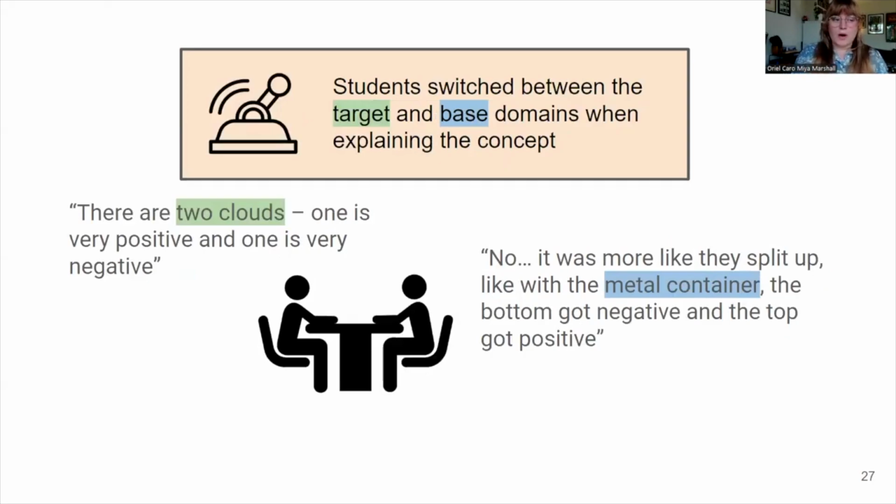Next, we noticed that students were able to switch between the target and base domains when explaining the concept. So the first student says, there are 2 clouds. One is very positive and one is very negative. This is with the lightning experiment. The other says, no, it was more like they split up, like with the metal container. The bottom got very negative and the top got positive. So you see that one of them is using the target domain, the other one is using the base domain. So they can switch between these when explaining the topic to the other person.